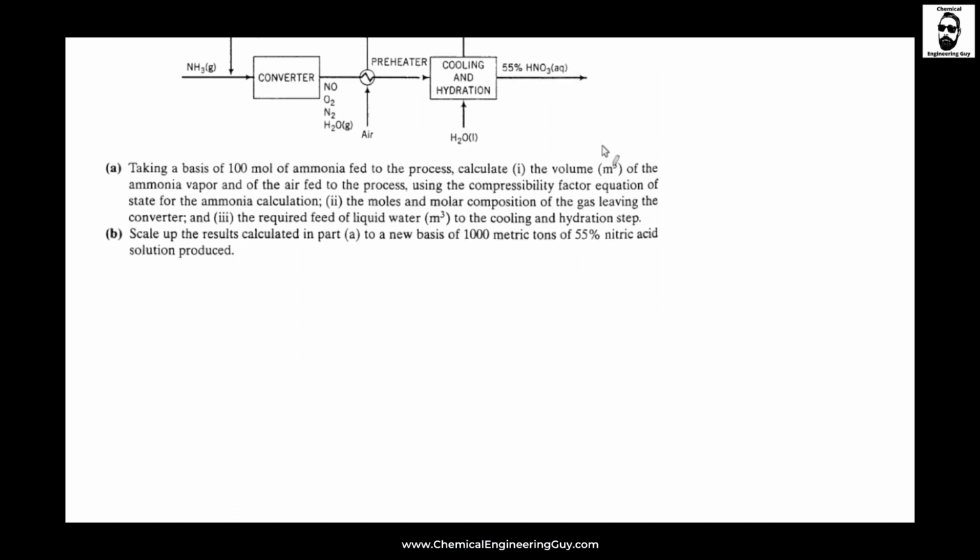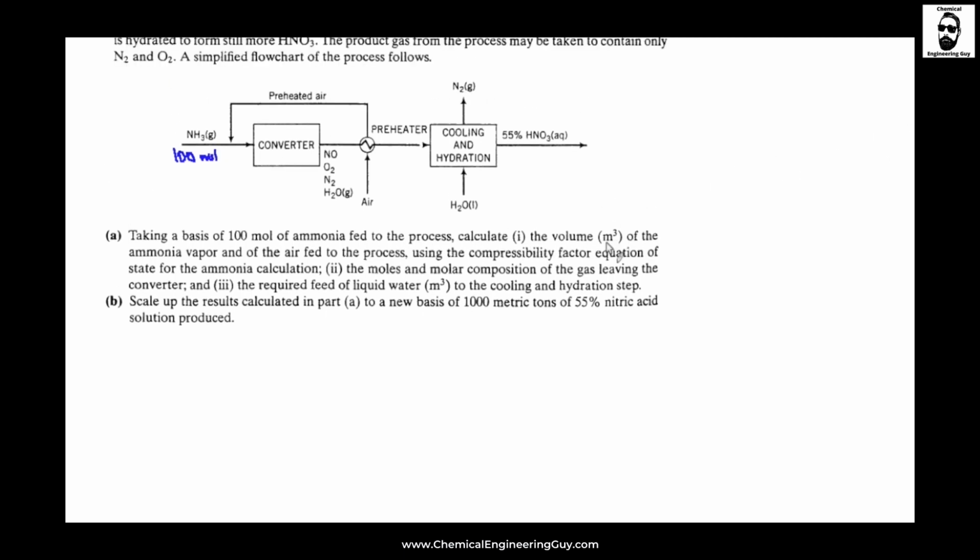And essentially they are going to ask us letter A, taking a basis of 100 moles of ammonia. So this is 100 moles of ammonia. Calculate first the volume in cubic meters of the ammonia vapor, so this vapor, the volumetric flow, and the air to the feed process of this, using the compressibility factor equation for ammonia. So this needs to be real, and the air is going to be modeled as ideal gas.